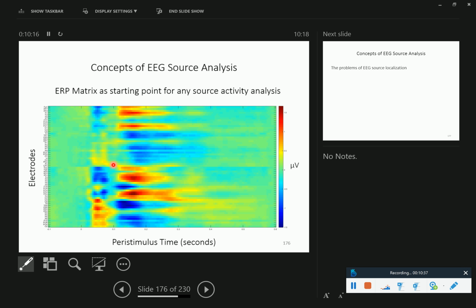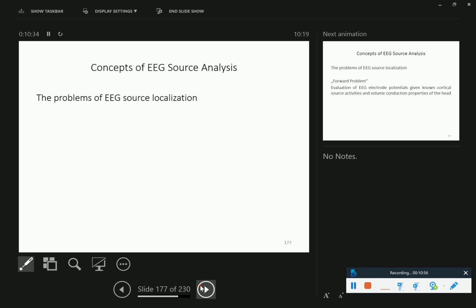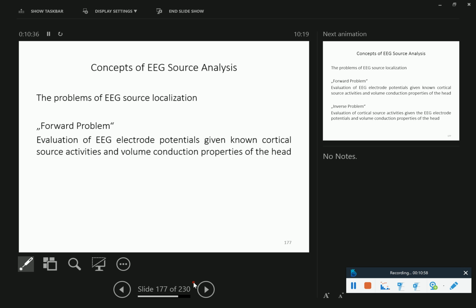This dynamics of the topography of voltage deflections. You want to somehow make sense of that from the question of where this is coming from. There are two problems, and there are many reviews also that you can use to learn more about this.